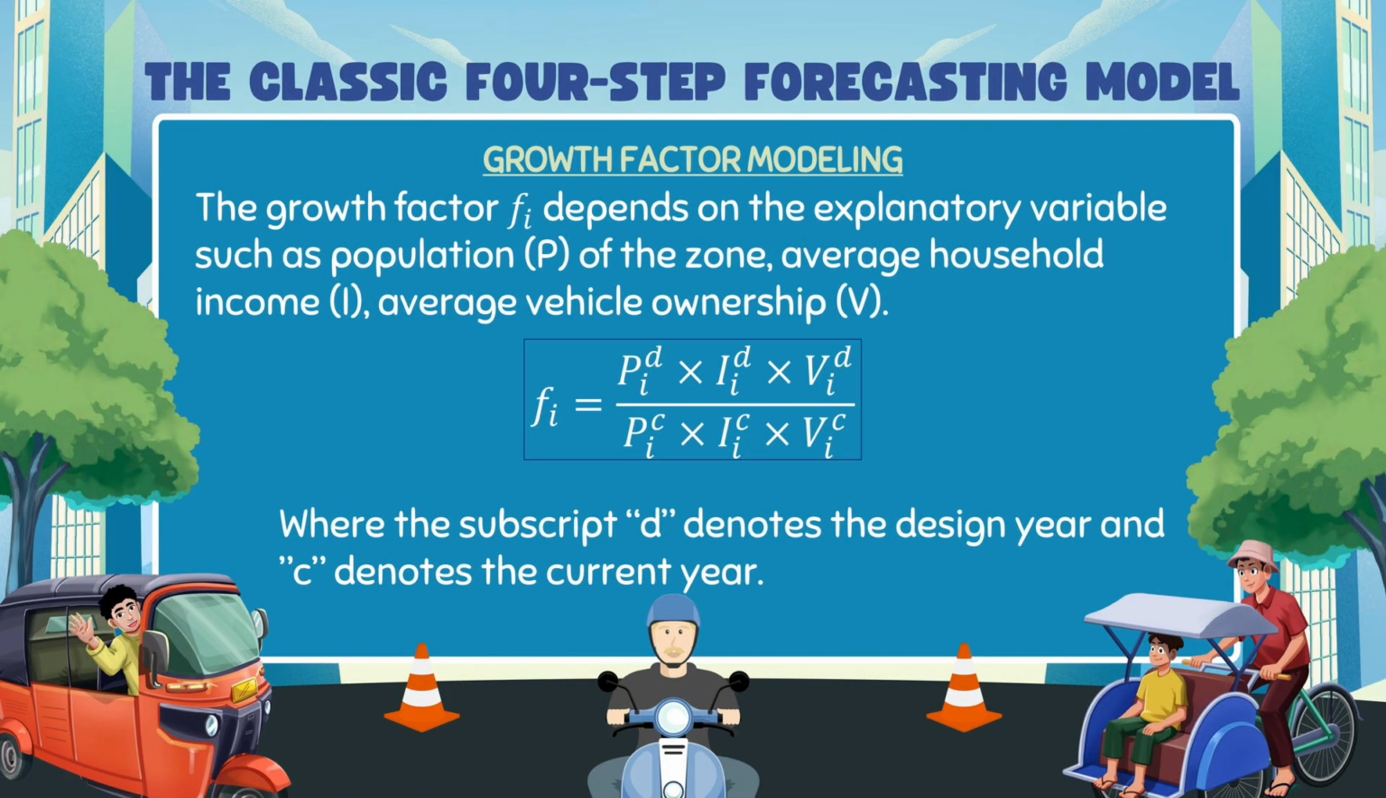The growth factor F_i depends on explanatory variables such as the population P of the zone, the average household income I, and the average vehicle ownership V. So for the growth factor formula, F_i = (P_i^D × I_i^D × V_i^D) / (P_i^C × I_i^C × V_i^C), where the subscript D denotes the design year, and C denotes the current year.